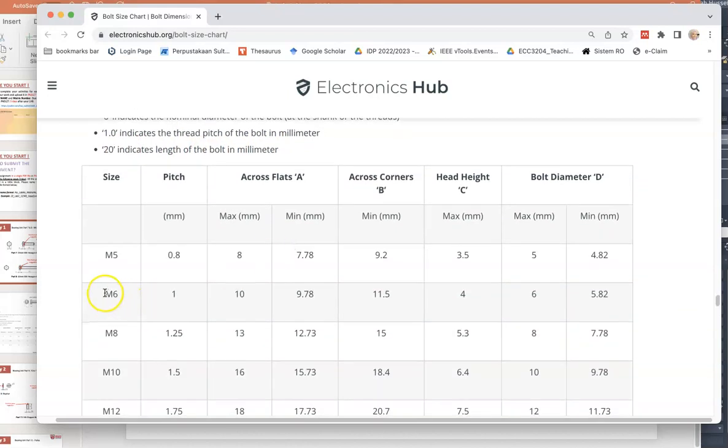Okay, so we are looking into M6. The pitch thread is 1 millimeter, across flats is 10, minimum is 9.78. So they give you this tolerance. But for AutoCAD, I want you to follow the maximum measurement. And then across corners is 11.5. Then head height is 4. And then the bolt diameter will follow this value, which is 6. If we are talking about M8, then the bolt diameter D will be 8. Again, we are doing M6 only.